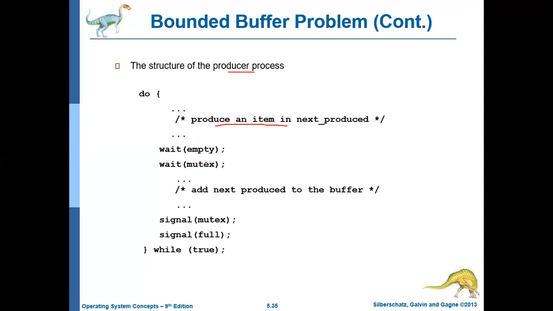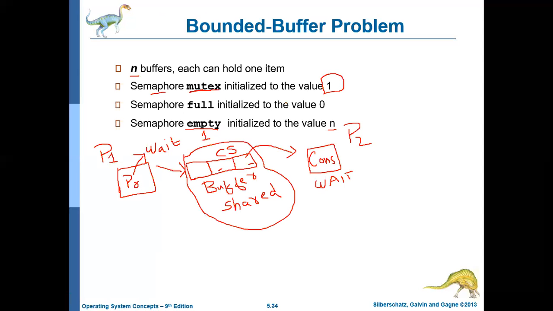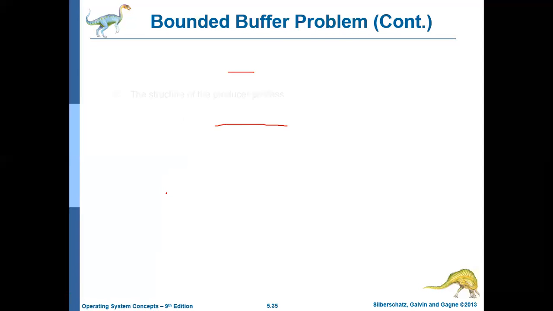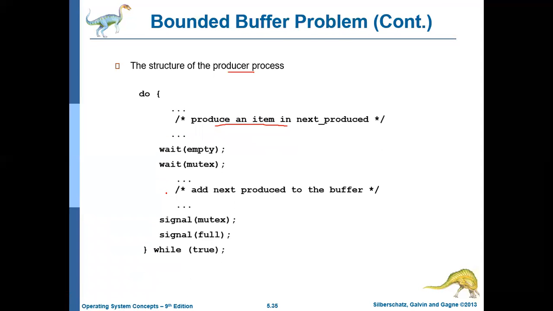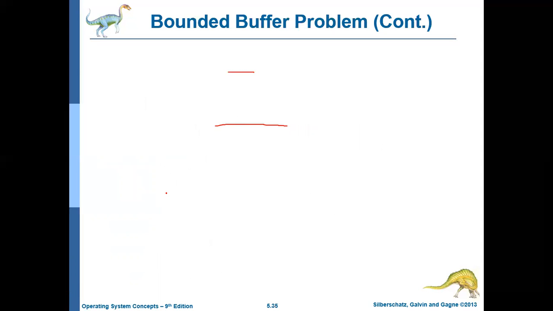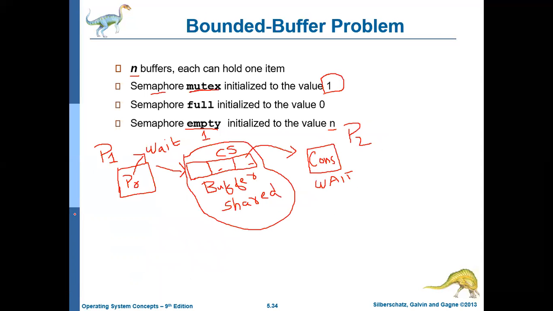But before keeping it in the buffer, it cannot just keep it there, because the buffer is a critical section, a shared resource. So before using the critical section, it should check whether another process, the consumer, is using the critical section or not. Before producing and keeping an item in the buffer, it should check two things.